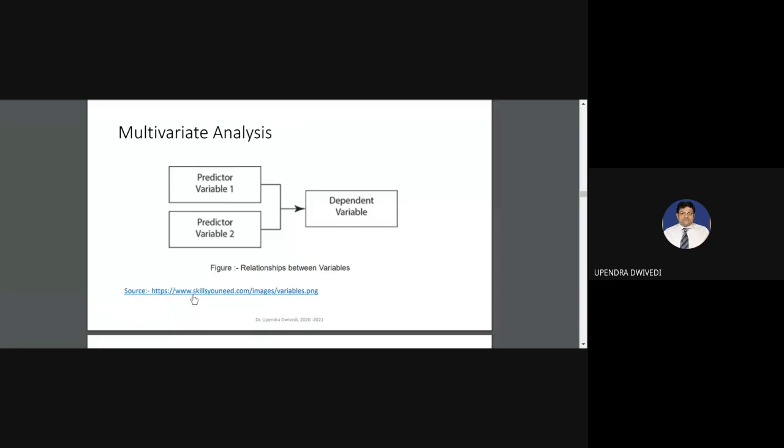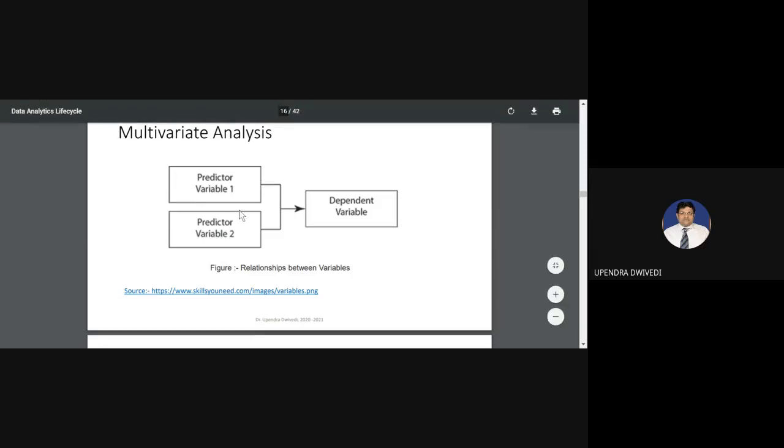We have taken this figure from skillsneed.com. You can see inside the figure that predictor variable 1 and predictor variable 2 are providing a predicted variable. So we can also call the predicted variable a dependent variable, because it is dependent on the various predictor variables.